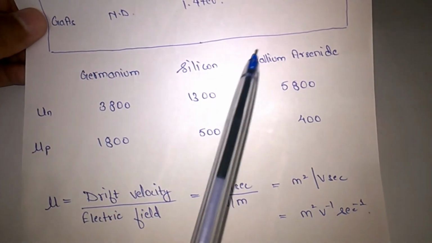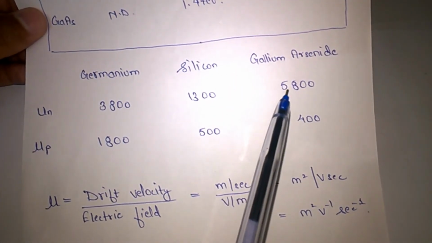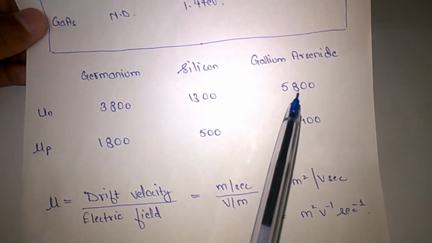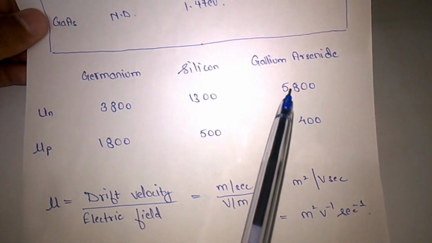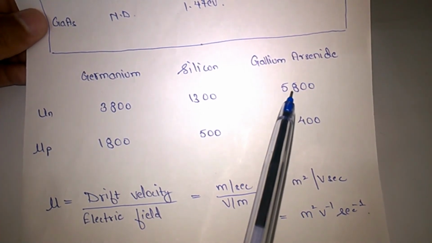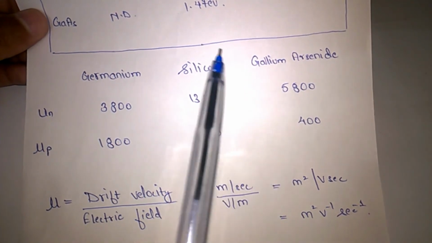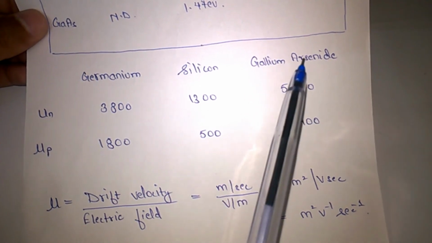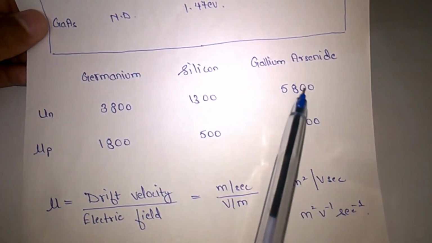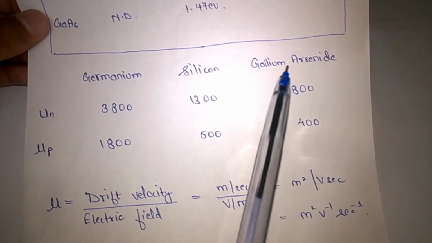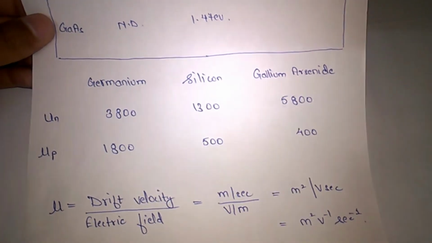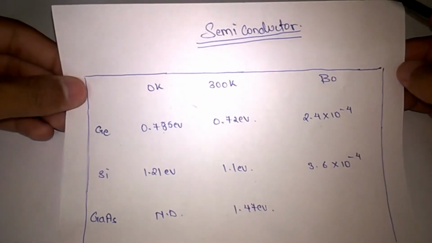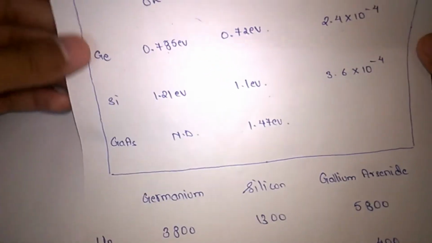Here you can see that gallium arsenide has a large mobility, because in gallium arsenide there will be fewer atoms per unit volume, as we have discussed earlier. So charge carriers will easily flow in that substance. That's why the mobility of gallium arsenide is very high. This will be the final discussion for the intrinsic semiconductors.